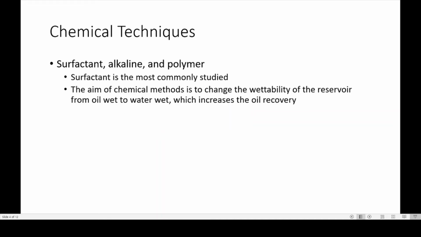The next I'll talk about is chemical techniques. Common techniques are surfactant, alkaline, and polymer. Surfactant is the most commonly used, and the aim of chemical methods is to change the wettability of the reservoir from oil wet to water wet, which increases the oil recovery.